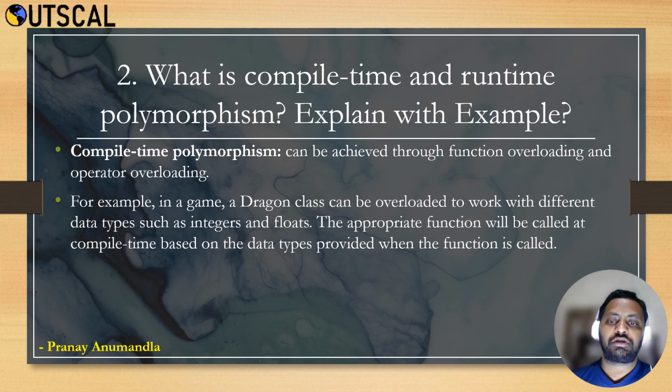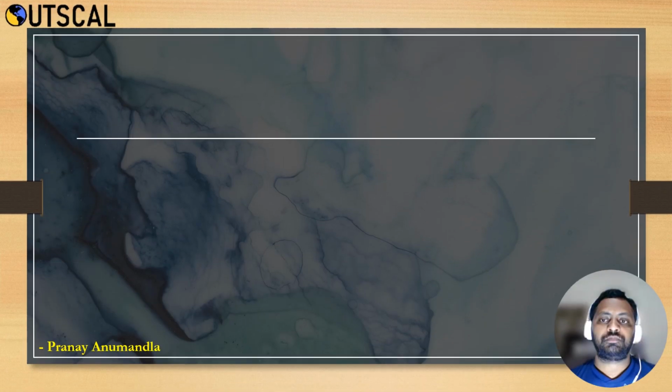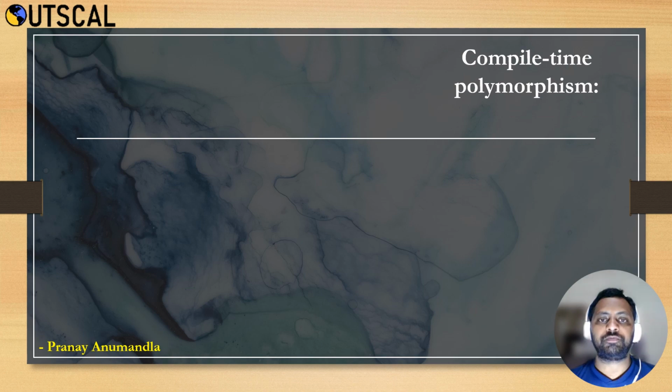For example, the function is overloaded with different data types such as integer and float. The provided function will be called at compile time based on the data type provided in the function. This is a compile time polymorphism example.